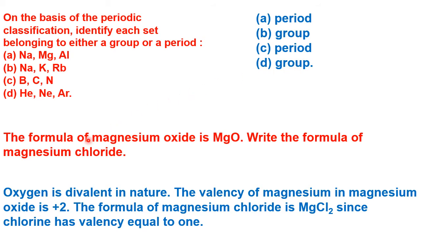Now, the formula of magnesium oxide is MgO. Write the formula of magnesium chloride. See, now we know the formula of magnesium oxide, MgO. Okay. So, Mg we know it is a divalent because it belongs to group second. So, when Mg is 2 plus, oxygen is also 2 minus. That's why 2 plus and 2 minus exchange, they give MgO. So, from MgO, we came to that Mg is 2 plus.